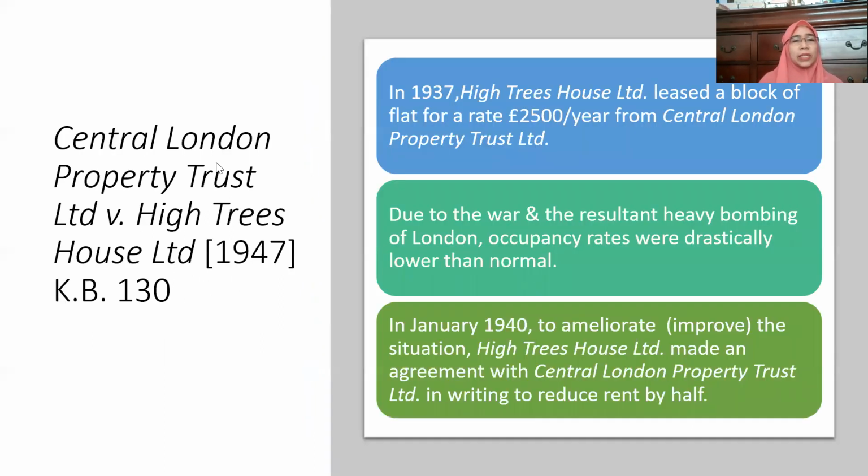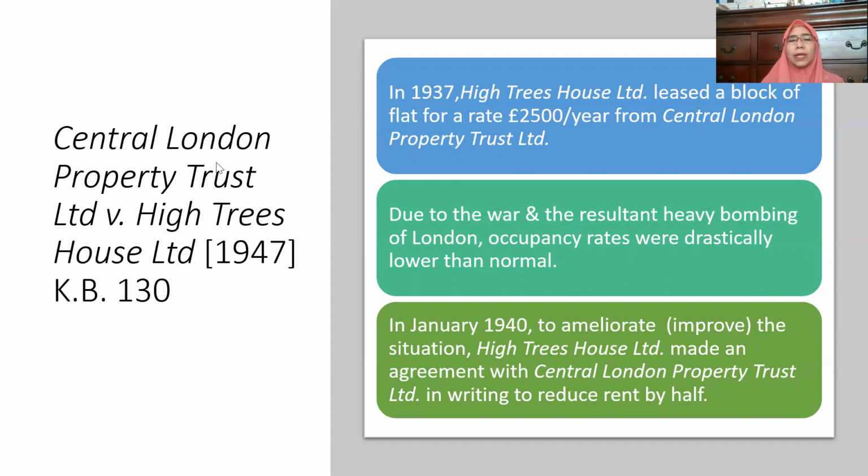Let's have a look at the facts of the case. It happened prior to World War I. In 1937, High Trees House Limited, a company, leased a block of flats at a rate of 2,500 a year annually from Central London Property Trust Limited. Because of the war and the resultant heavy bombing of London, occupancy rates were drastically lower than normal. Not many people rented or occupied the property, so it was lower.